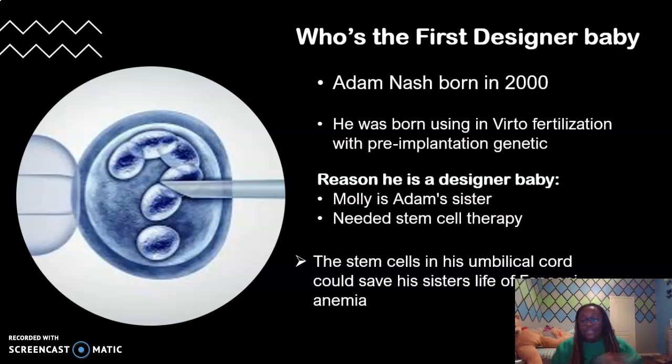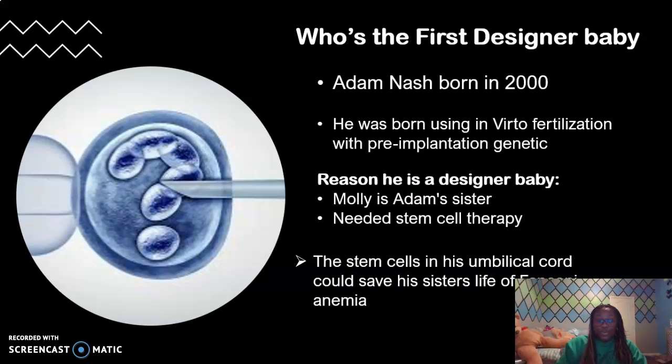So who is the first designer baby? Well, Adam Nash was born in 2000 and he is the first designer baby. He was born using in vitro fertilization with pre-implantation genetic diagnosis. The reason that this all came about was because of his sister. His sister needed some stem cell therapy.